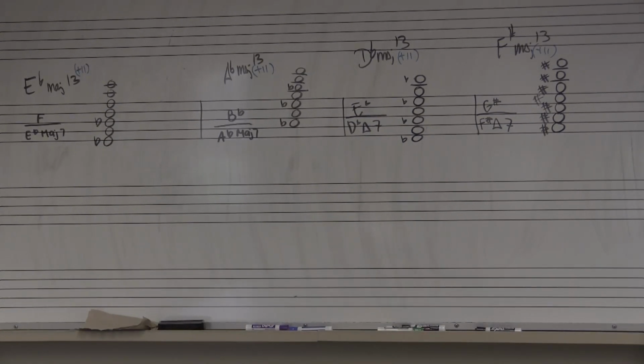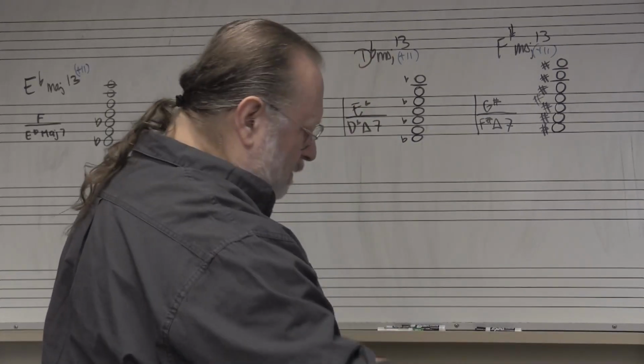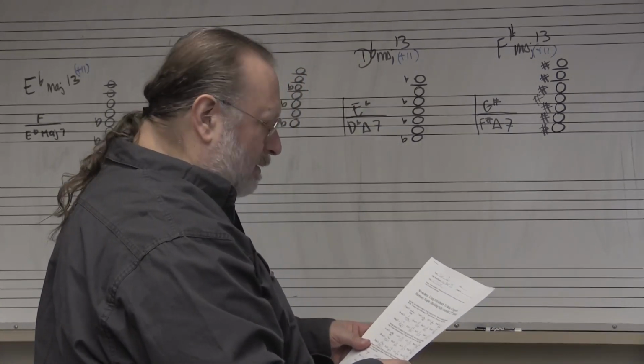All right, did you guys mark your papers? Did you get it right or wrong? Yeah, got it right. Alicia? Okay, put checks next to them if you got them right. Okay, the next four, what do we got? B major 13.